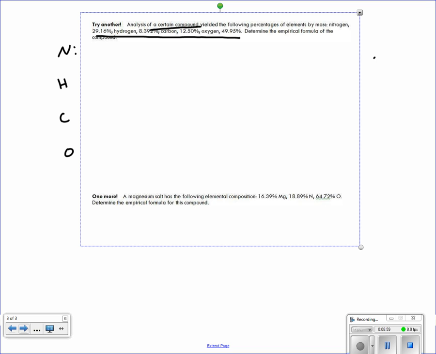Okay, so here we go. Nitrogen, remember step 1 is percent to mass. All that means is I just take the number and take off the percent and stick a G on the end. 8.392 grams, 12.50 grams, and then oxygen 49.94 grams. Okay, so that's step 1, percent to mass. Step 2, mass to mole.